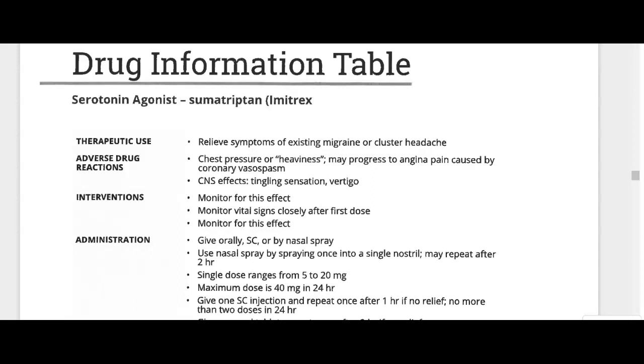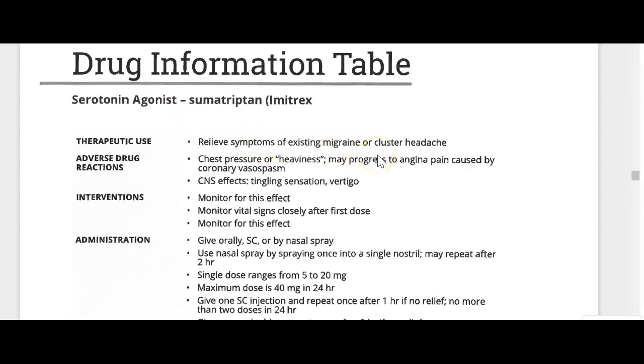Okay, so we're back again to finish up our review. And now that you know a little bit more about serotonin and what it does, I want to go back and visit the medications for migraine headaches. Migraine headaches are caused from vasodilation in the brain. So if we give a serotonin agonist, it causes vasoconstriction. And this vasoconstriction relieves the symptoms of the migraine.